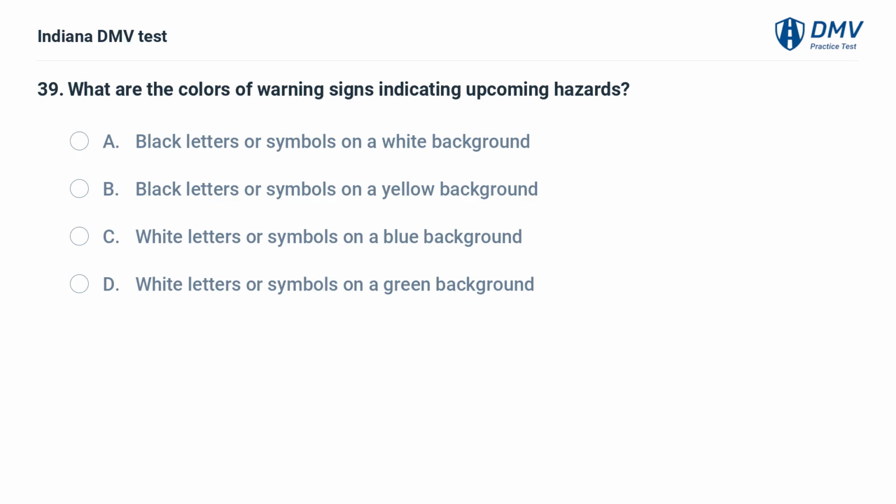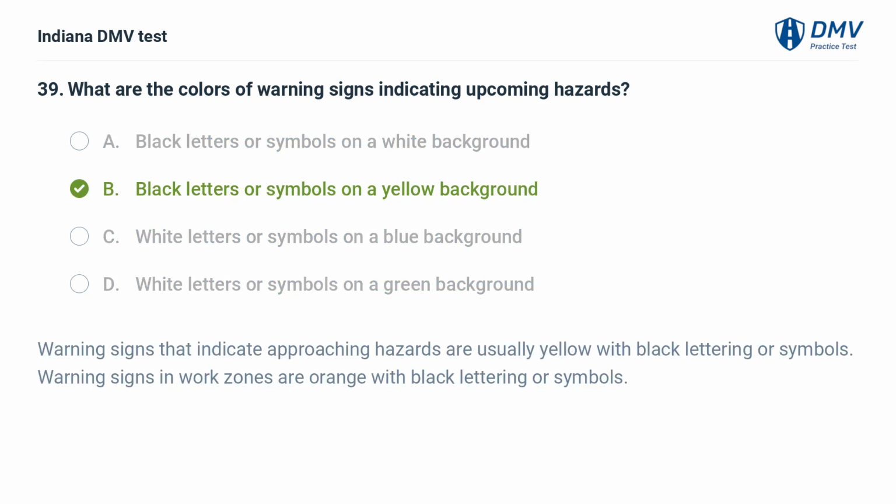What are the colors of warning signs indicating upcoming hazards? A. Black letters or symbols on a white background. B. Black letters or symbols on a yellow background. C. White letters or symbols on a blue background. D. White letters or symbols on a green background.